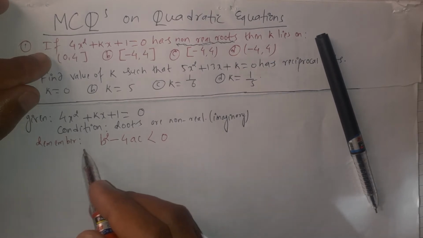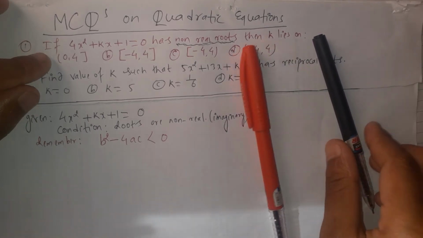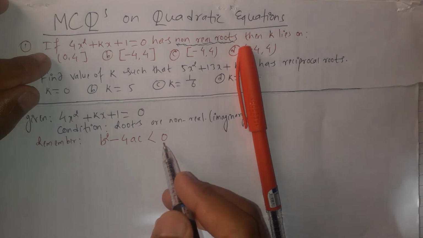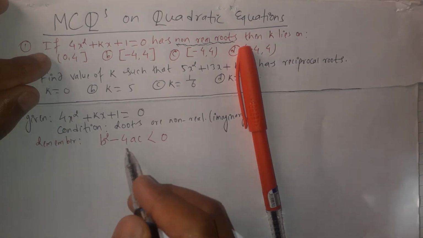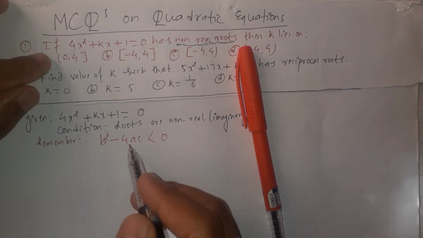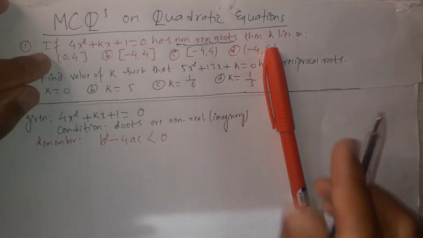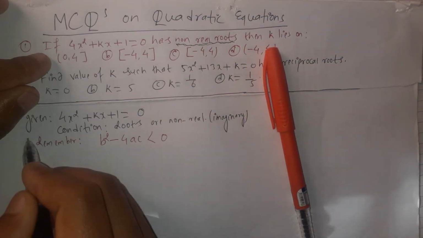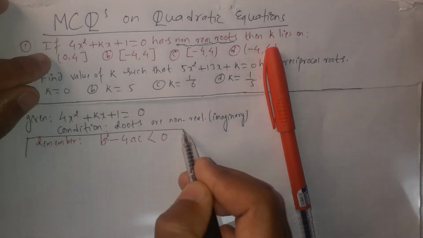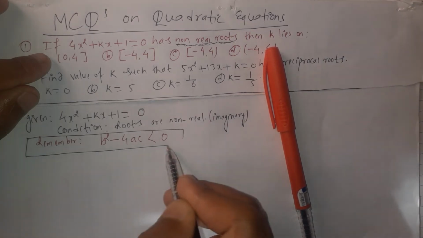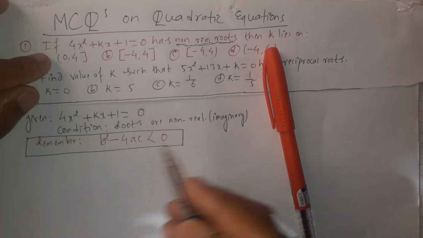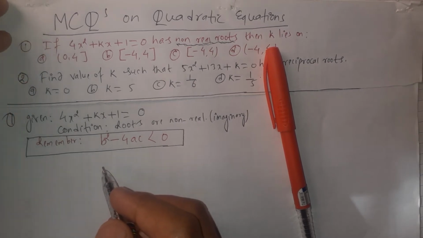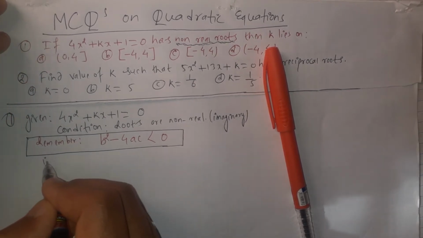Here, please remember these conditions. If b square minus 4ac is less than 0, this means if the discriminant is negative, then the roots will be imaginary roots. Please remember this formula. Now applying this concept to the question.